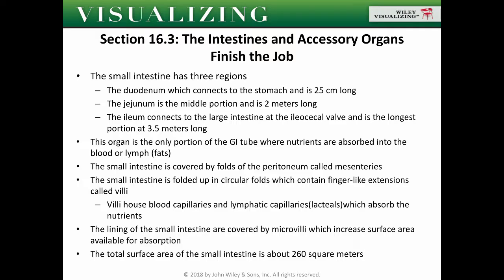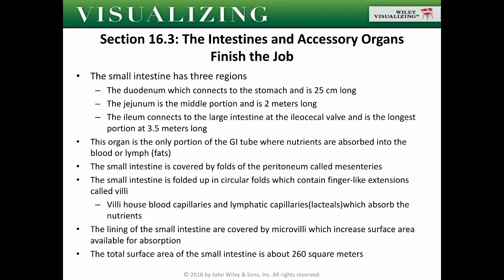So moving on to the intestine and the accessory organs. The small intestine has 3 regions. The duodenum, which connects to the stomach and is 25 centimeters long. The jejunum, in the middle portion, is 2 meters long. And finally, the ileum, which connects to the large intestine at the ileocecal valve and is the longest portion, which is 3.5 meters long. So basically, your small intestine is very, very long.